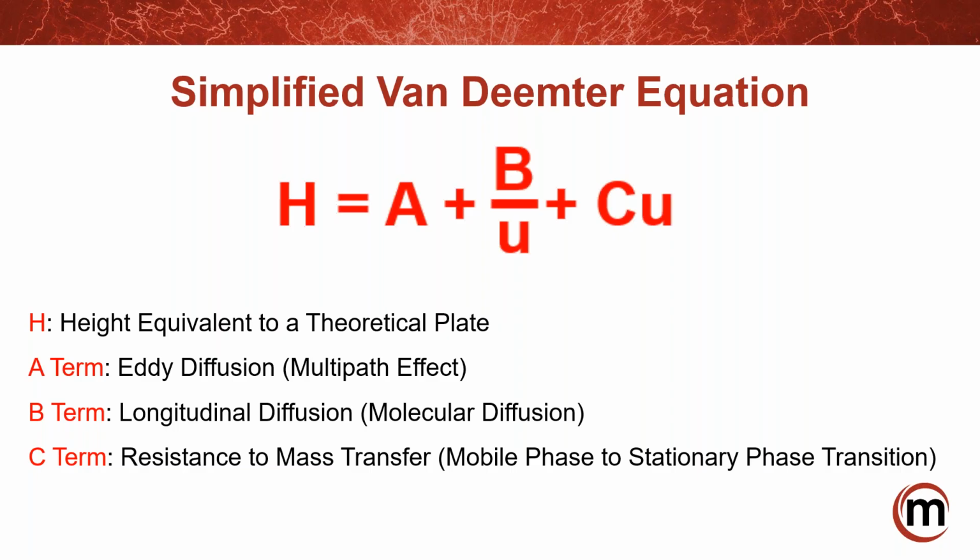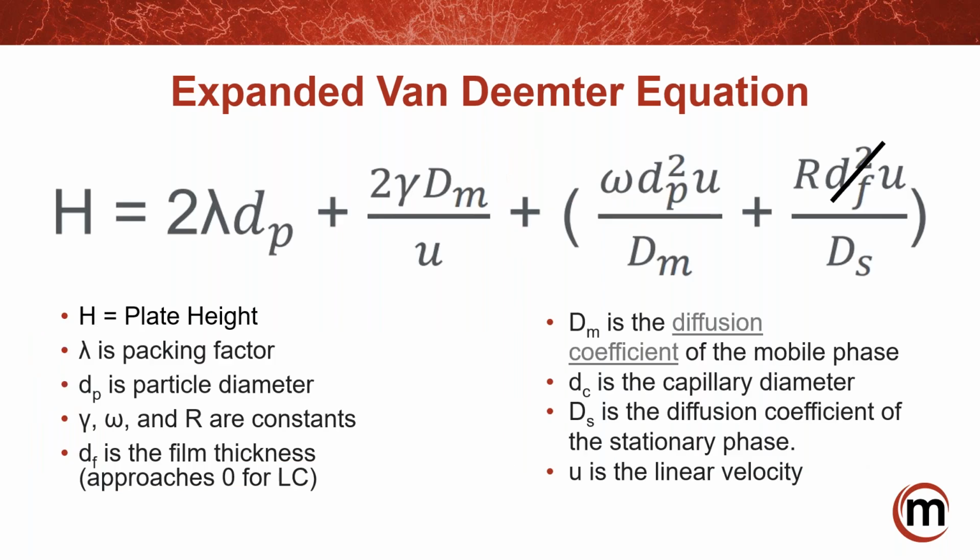The A term is your eddy diffusion, which is your multipath effect. The B term is the longitudinal diffusion or molecular diffusion as the band crosses the column. And the C term is the resistance to mass transfer. It's how the mobile phase goes in and out of the stationary phase. But what you need to think about, and when people show these, they don't really break it down into the actual components of the Van Deemter equation.